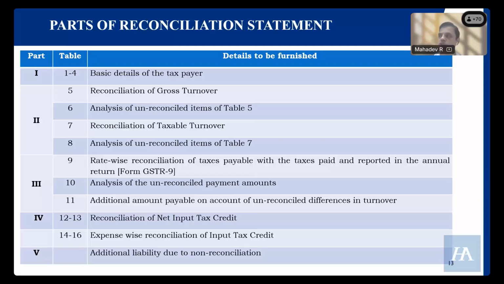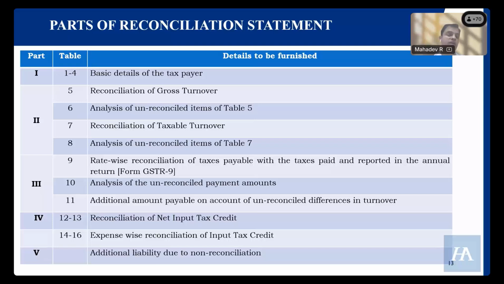After this, there is going to be a reconciliation of taxes paid, wherein we are going to compare the taxes paid as per GSTR 9 with actual taxes paid. If there are any differences, then we need to correct it. Then there is going to be a reconciliation of input tax credit.